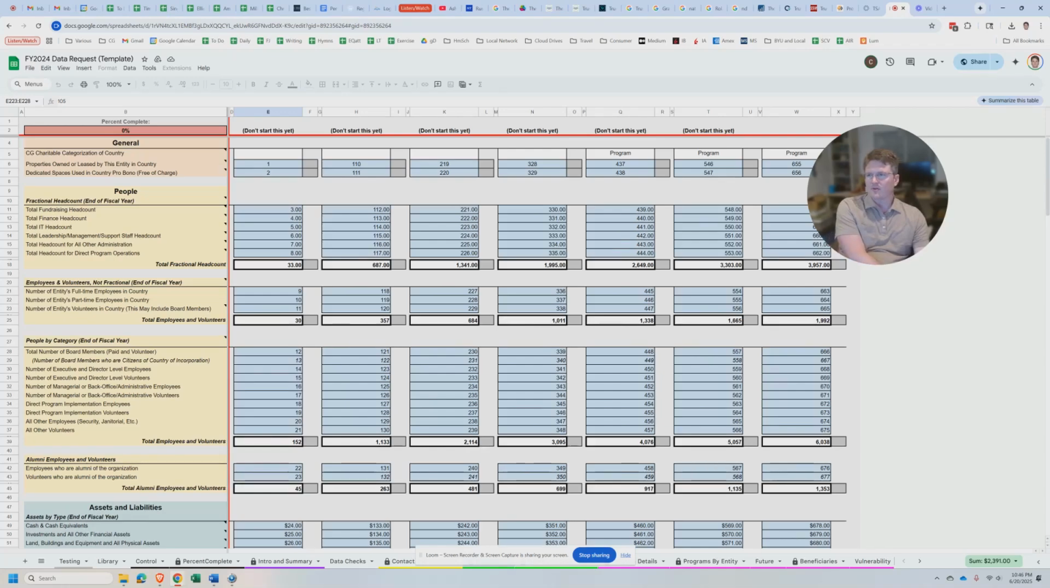Want to give a quick orientation to the Finances tab. This is probably the most complicated tab and one that people have lots of questions about.